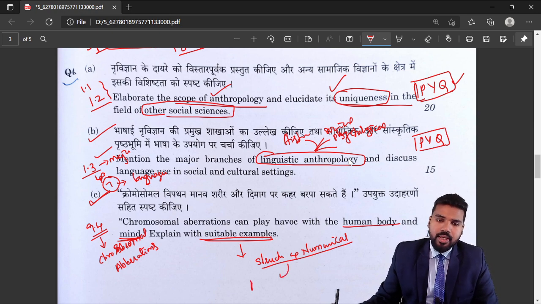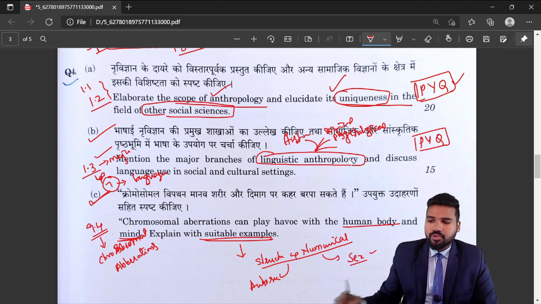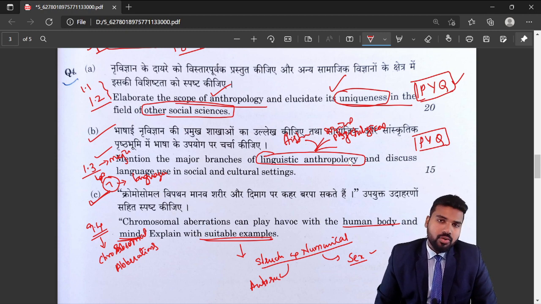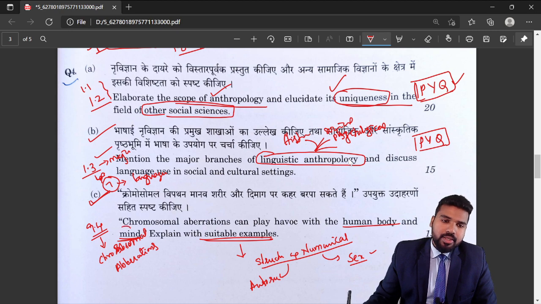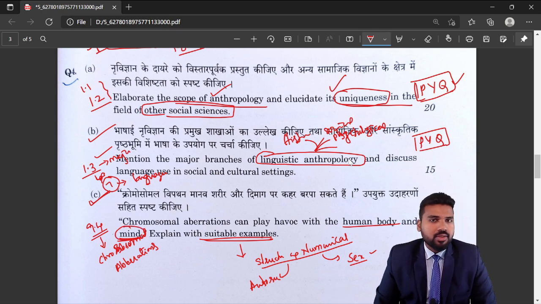It can be in the autosomes, or it can be in the sex chromosomes. And as a result of it, what kind of diseases and what kind of impacts are there on the human body, and what kind of impact is there on the mental state of the person.